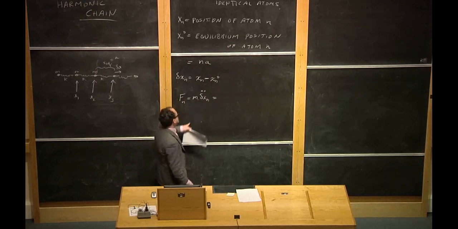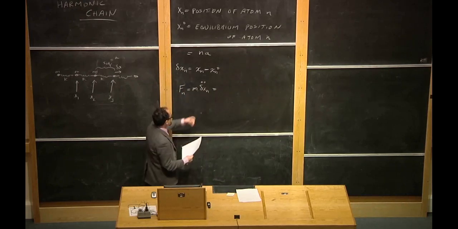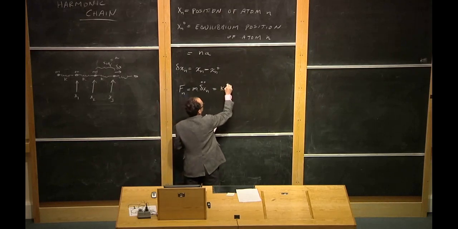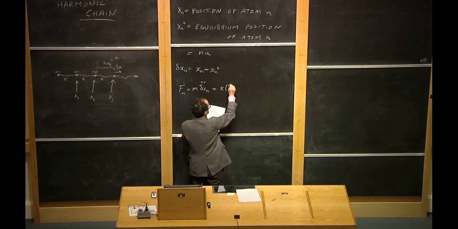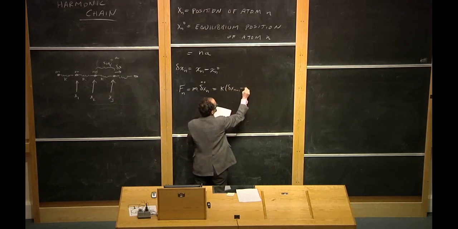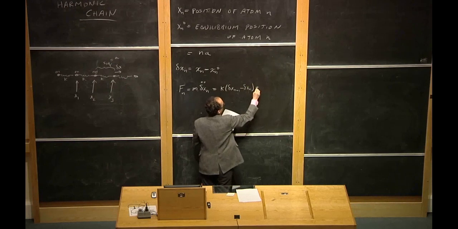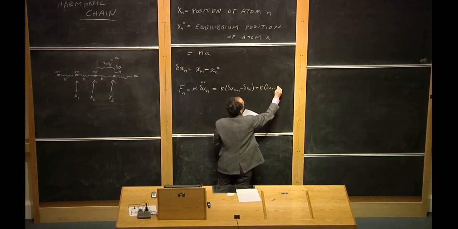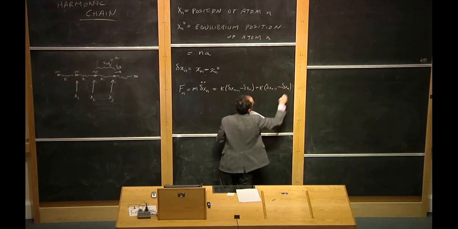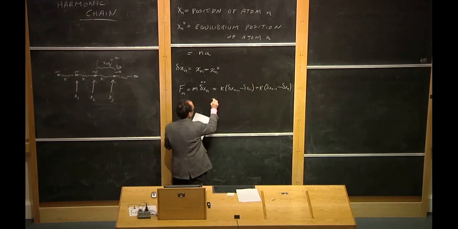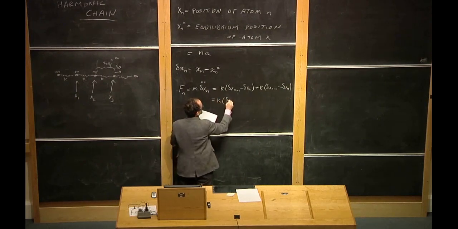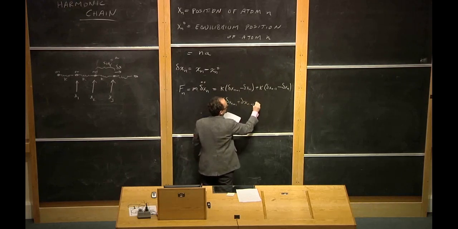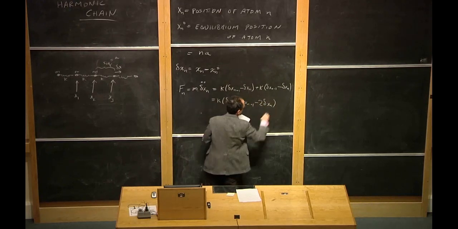And so what is the force on the nth mass? Well, it has a force from the atom to its right. So it's kappa, Hooke's law, delta x_{n+1} minus delta x_n. And then it has a force from the atom on its left, kappa times delta x_{n-1} minus delta x_n. I guess we can simplify that a little bit by writing it as kappa times delta x_{n+1} plus delta x_{n-1} minus 2 delta x_n.